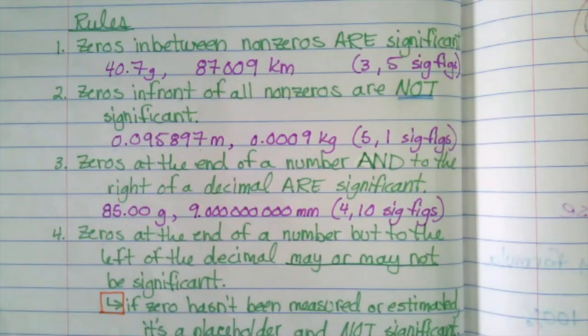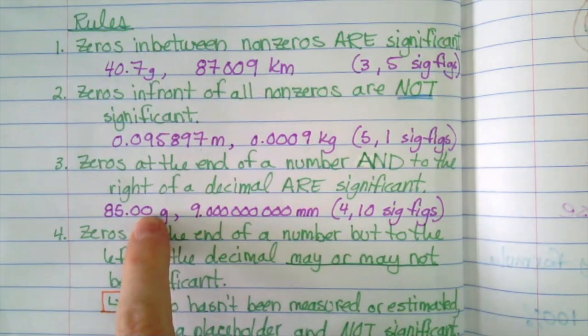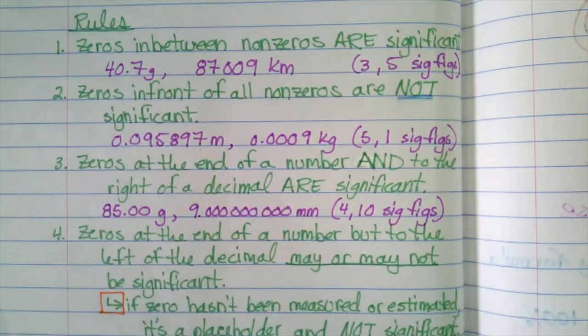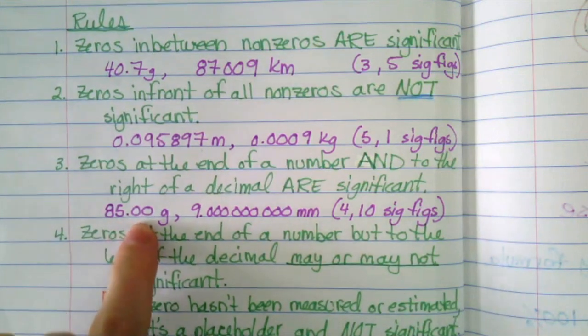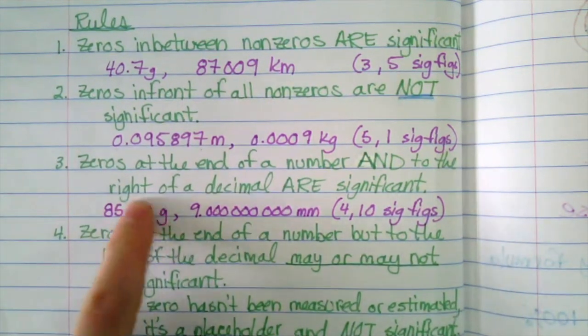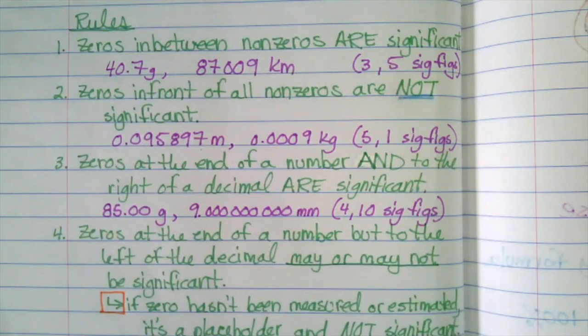Rule 3, zeros at the end of a number and to the right of the decimal are significant. That means I have measured those exactly. The only uncertainty would be the very last digit that could be estimated, but I have measured to that decimal point. So 85.00, there are 4 significant figures. These 2 zeros are important.